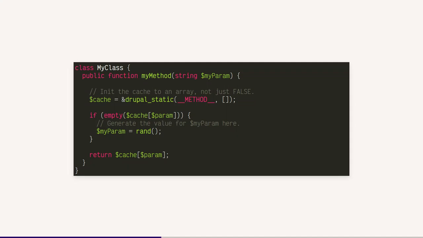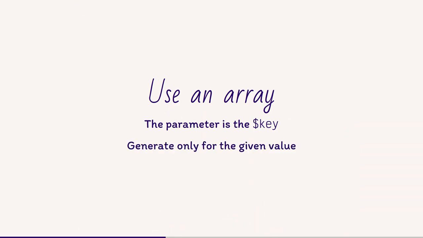Instead of a scalar value like null or false, you set it to an array. Then you use the parameters as a cache key in order to see if it's been set. And if it has been set, you can just return it. That's it. That's the entire pattern. And it's very effective across multiple different projects. So you want to use an array and use the parameter as the key and generate it only for that given value. So every time you call that method with that parameter, you get that result back. And if you've done it once before, you get the cached result back.